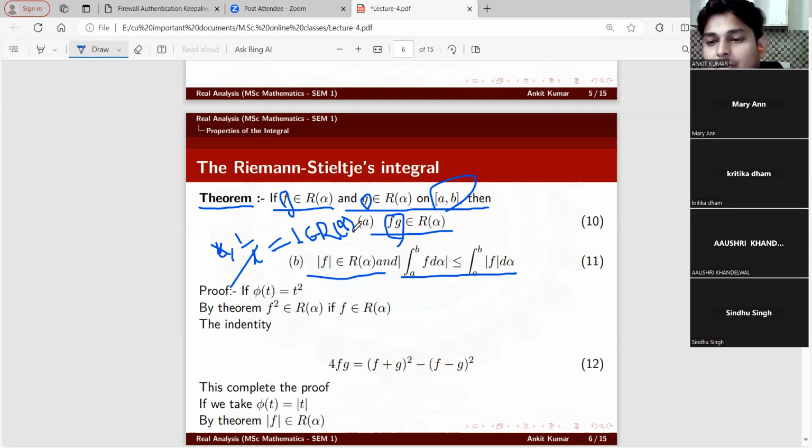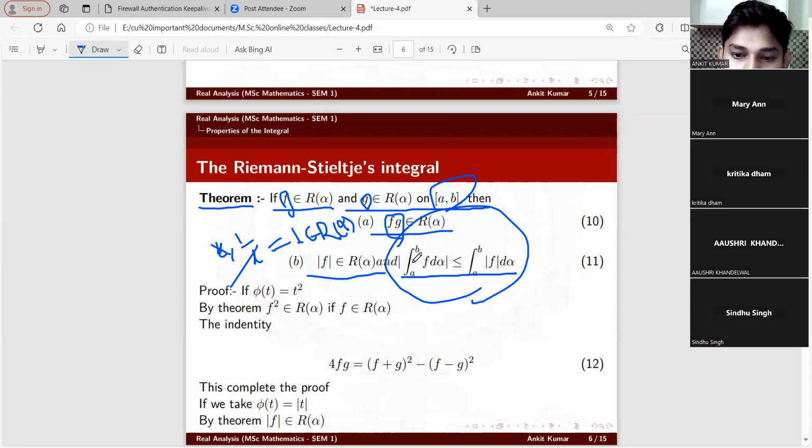Okay, so if f belongs to R alpha and g belongs to R alpha on the closed interval a comma b, then fg belongs to R alpha, so their product also belongs to R alpha. If mod of f belongs to R alpha, meaning thereby the modulus value of f is also a Riemann Stieltjes integral, then the modulus value of the Riemann Stieltjes integral is always less than or equal to the integration of mod of f d alpha. So this property holds. This is a very important property: the modulus value is always less than or equal to the integration of the mod of f d alpha.